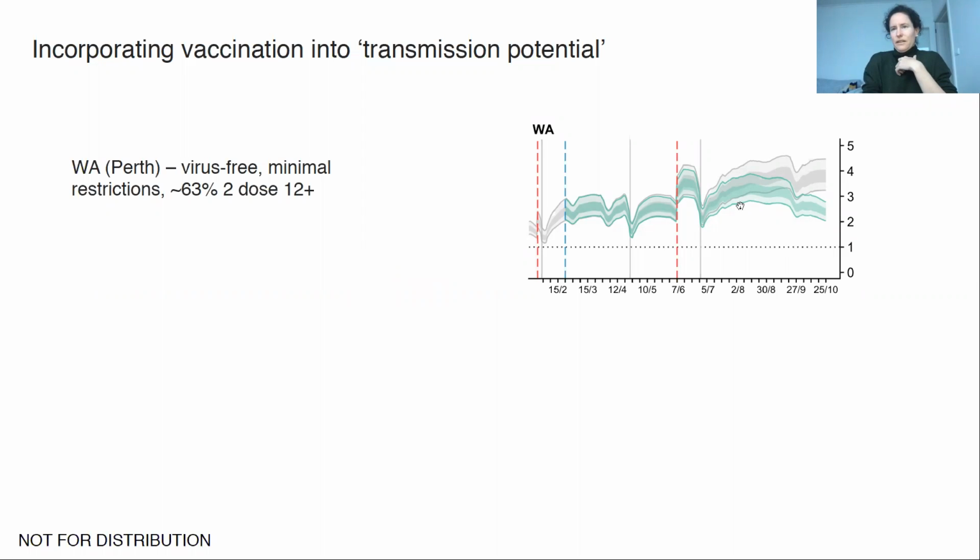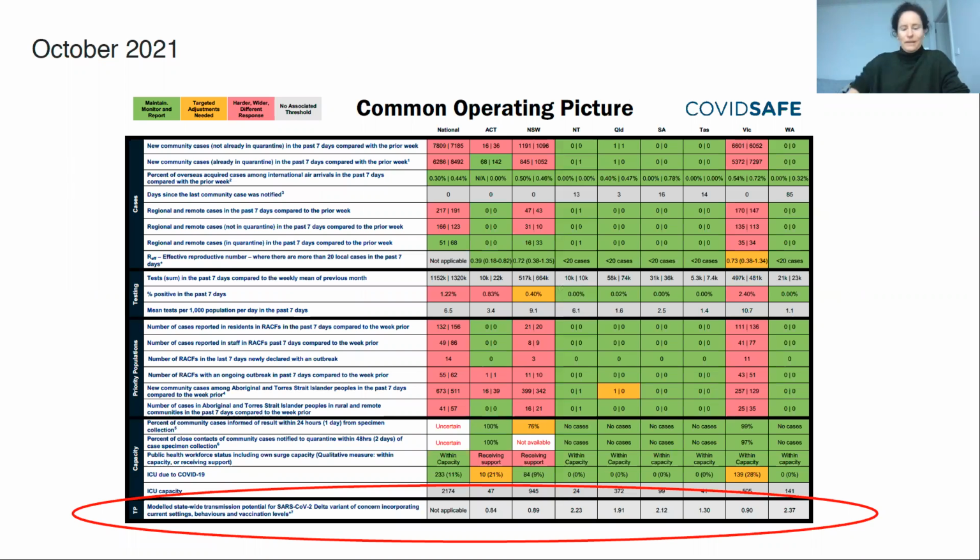And we can see that even despite the vaccination rollout, even though they're somewhat behind other locations around the country, there's still a long way to go in terms of having a transmission potential that's closer to 1, which would be in line with the national plan. I realise my time is up, so I'll stop in a second. This is just showing that the transmission potential incorporating vaccination has been included in this common operating picture as of October.